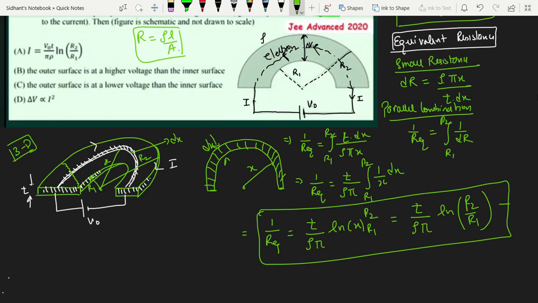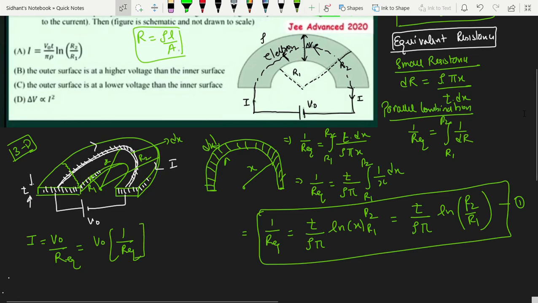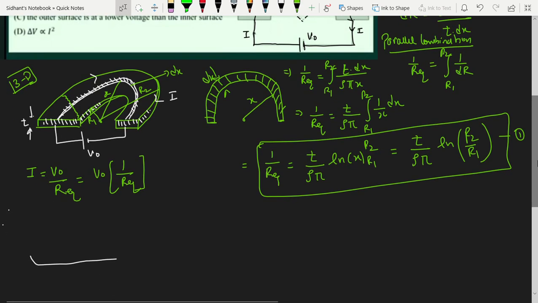If I leave it here, let this be equation number 1, right? So now the last part, that is we have to calculate the current, because the first option mentions current. So current I will be equal to V naught upon R, right? V naught upon R equivalent, so I can also write this as V naught into 1 upon R equivalent, just for my convenience.